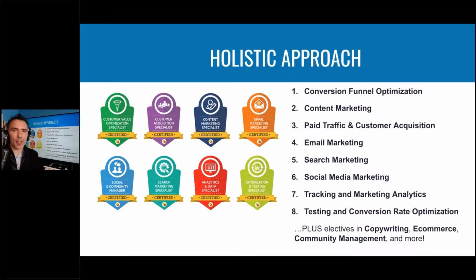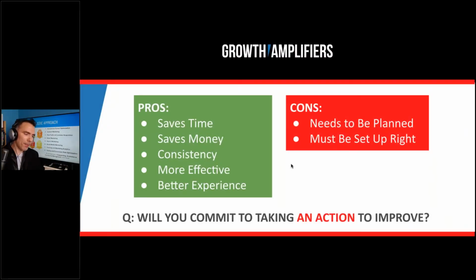Just like we said at the beginning of this conversation, how do you eat an elephant? You do it one bite at a time. You can start by just doing one thing. Just doing one thing, okay? So we know the pros: it saves time, saves money, helps things become more consistent, more effective, and a better experience. The cons: it needs to be planned, and it's got to be set up right to really get the best results. So the question for you is, will you commit to taking an action to improve?